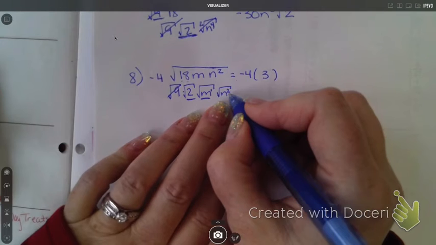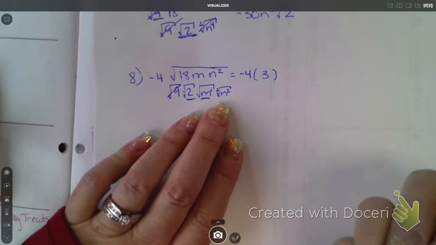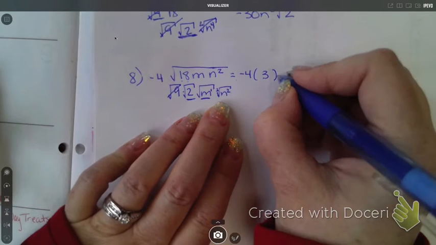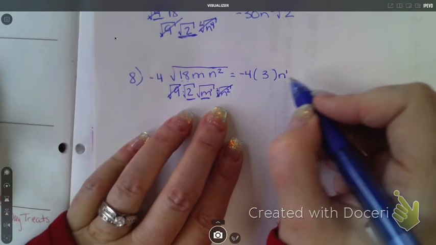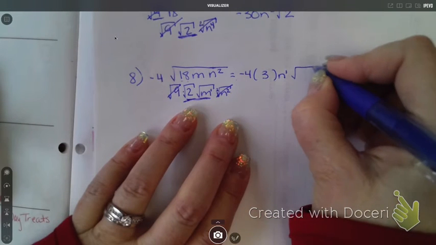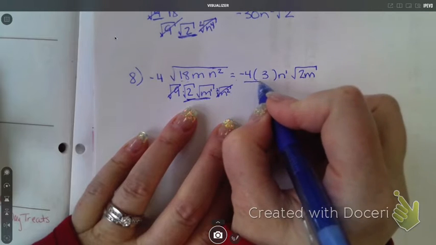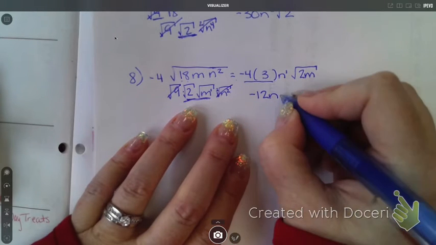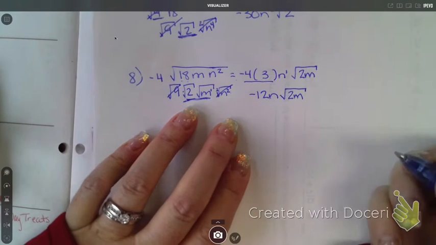Now, I'm going to divide n squared by what? 2, because that's the root I'm doing, right? So 2 goes into 2 how many times? 1. Is there any left over? No. So this is gone. So there's a 1 there. And then I have what's left in the square root. 2m. And what do I do with the negative 4 and the 3? You times them. So I get negative 12 n square root of 2m.